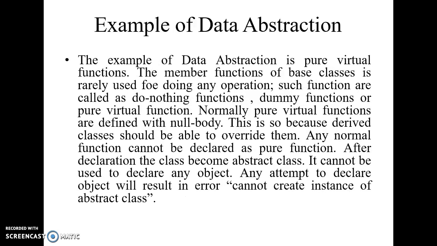Example of data abstraction. The example of data abstraction is pure virtual function. The member function of the base class is not really used for doing any operation. Such functions are called do-nothing functions, dummy functions, or pure virtual functions. Normally, pure virtual functions are defined with a null body. This is so because derived classes should be able to override them.